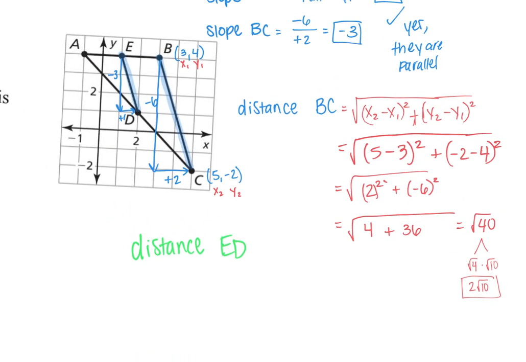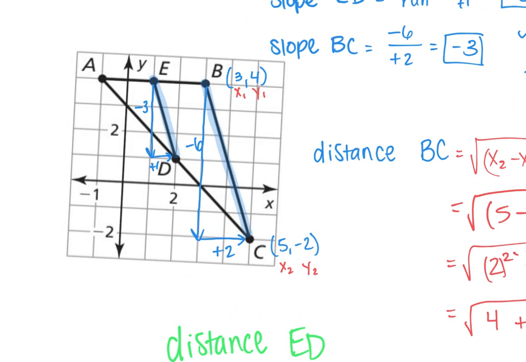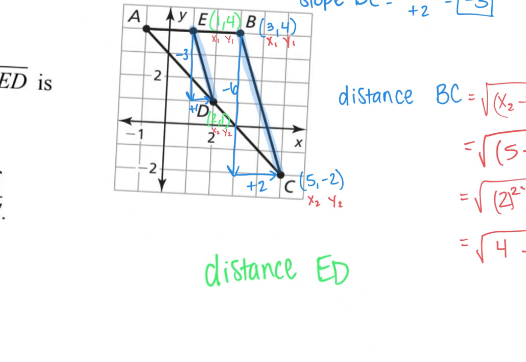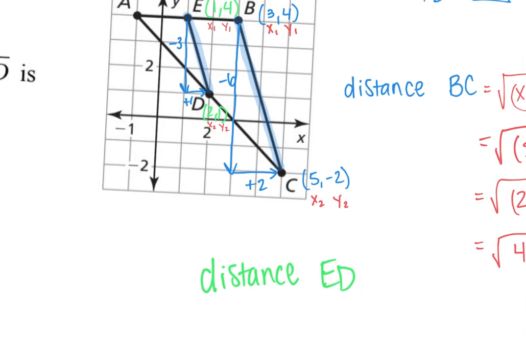So ED, okay? Let's find the coordinates. What are the coordinates of E? I think it's 1, 4. And then what's the coordinates of D? 2, 1. Okay. So again, assign them values. Let's make this x1, y1, x2, and y2. You should have the formula memorized.